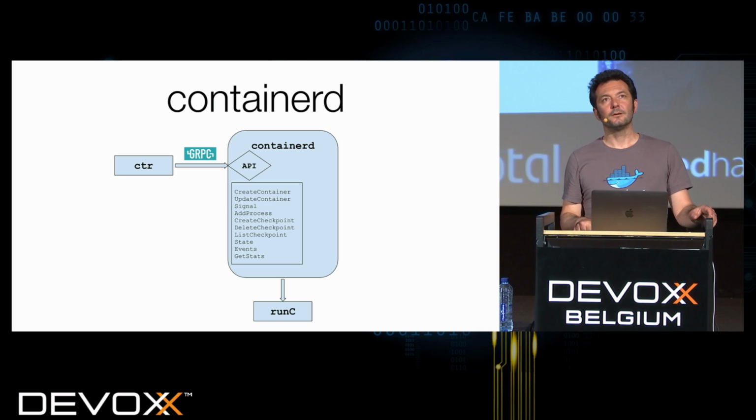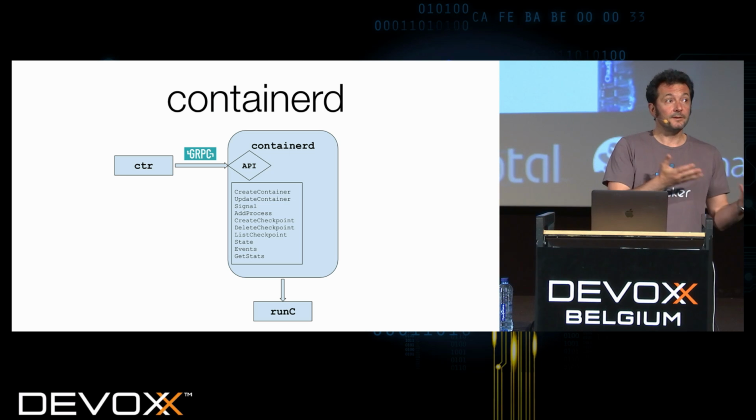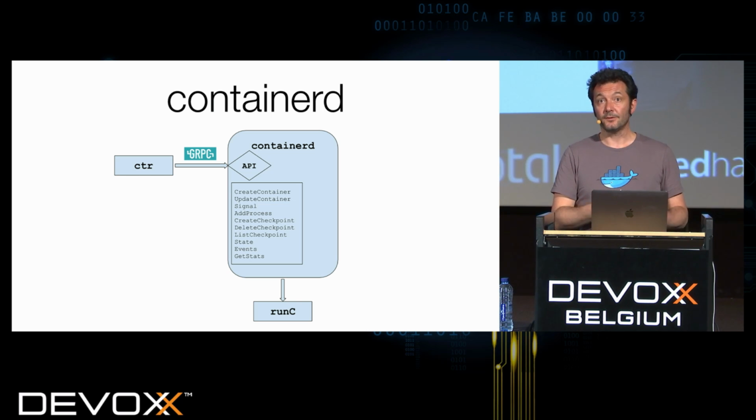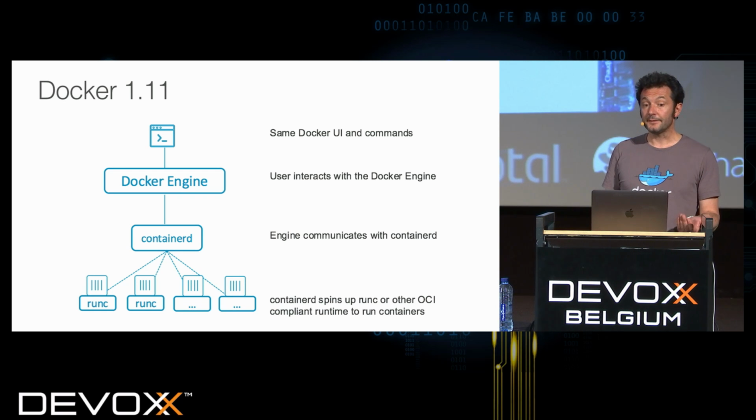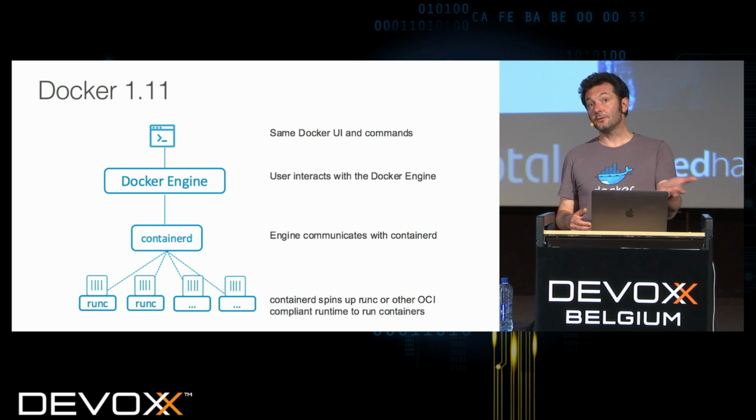I don't want to make a mistake. It's going to make its appearance in Docker pretty soon, but it's already present in runc, for example. And then you can list the checkpoints, get the state and all that. And then containerd is going to call runc behind the scenes. So since Docker 1.11, Docker Engine is using containerd and runc to run containers.